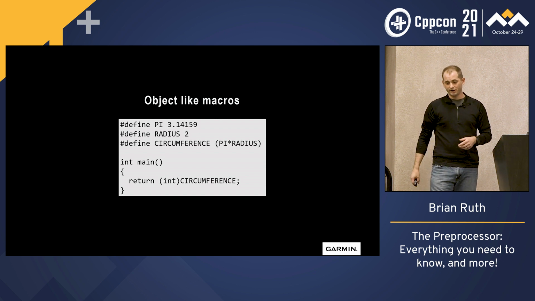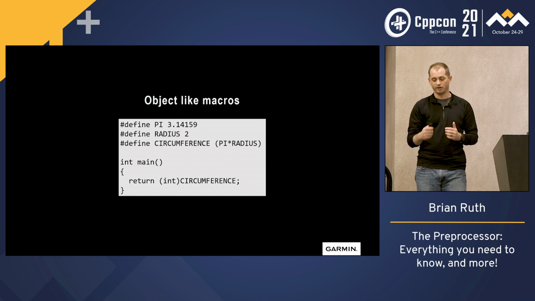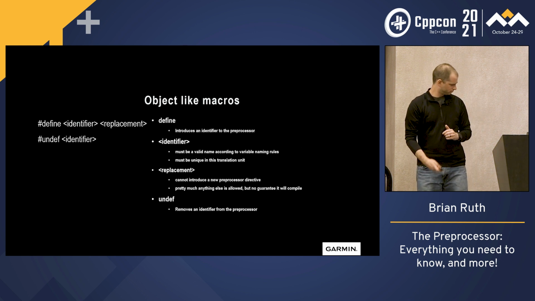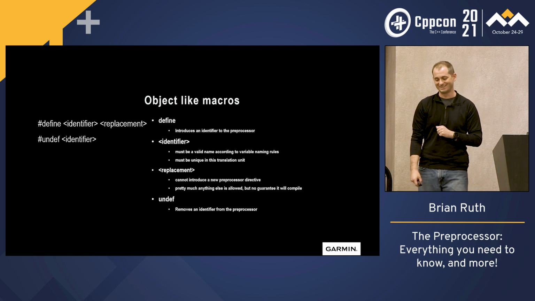So here we've got the int main, it's going to return the circumference, and conceptually what's happening is that first the circumference, oh, I changed my slides.